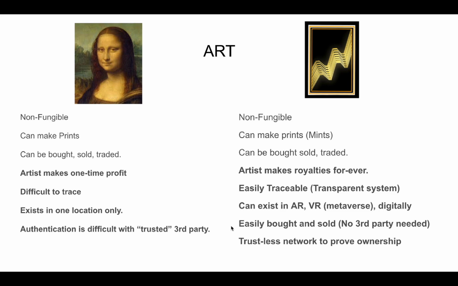Blockchain is a transparent system, and it's a trustless network that proves ownership. A trustless network means that you do not need humans to verify whether something is authentic or not.